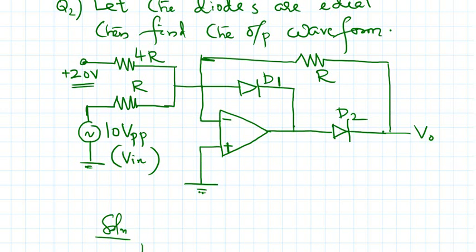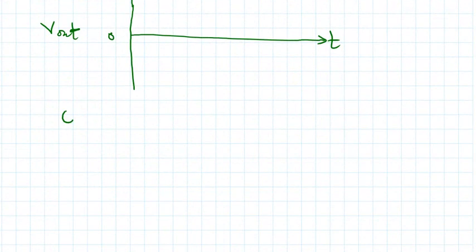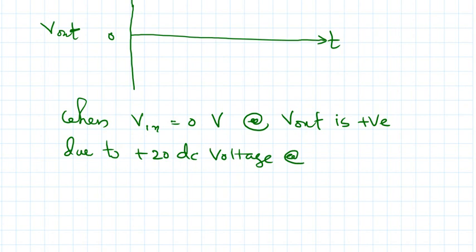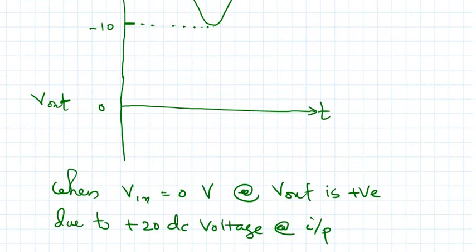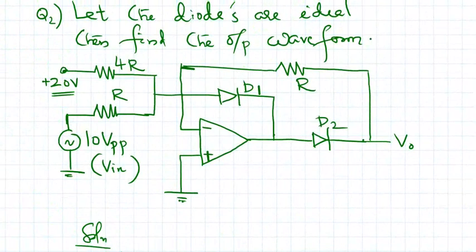Okay, so ഓരോ അവസ്ഥയിൽ ഞാൻ എഴുതാം. When V in is 0 voltage, at that time V out is positive due to plus 10 DC voltage at input. Okay. Isn't it? So due to this plus 20 voltage, here it is negative.